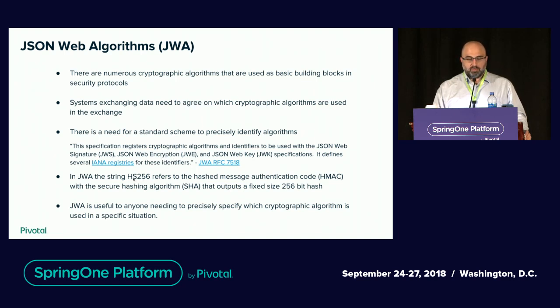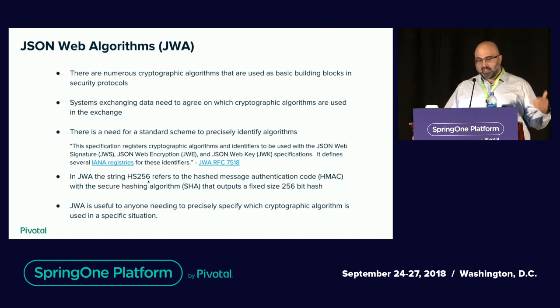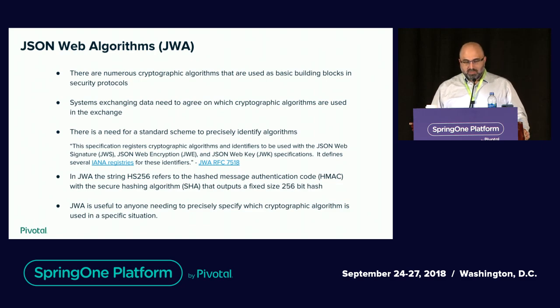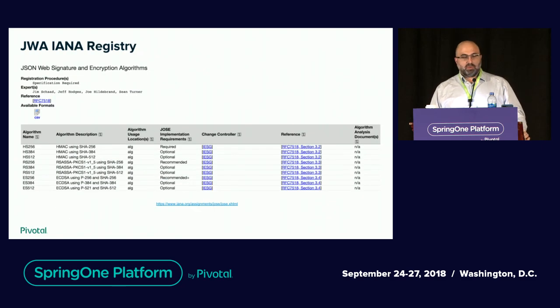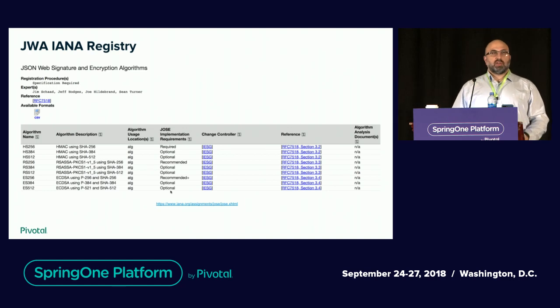So if you see, for example, HS256, it means something very specific. It says, hey, this is the secure hashing algorithm with a fixed size 256-bit hash. What does that mean? It doesn't matter. The point is you know which one it is. Your InfoSec team knows which one it is. At the heart of this, if you go to the IANA registry, you'll see a long list of the algorithm names, and most importantly, whether they're required, recommended, and it also tells you if they've become insecure and you shouldn't use them anymore.